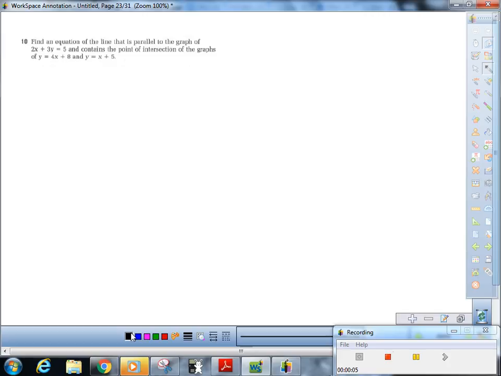I think the key to these questions is devising a plan. I think that's where you guys get lost. So, first question. We're trying to find the equation of a line. What do we need to know to find the equation of a line? There's two pieces of information we have to have. Slope and a point.